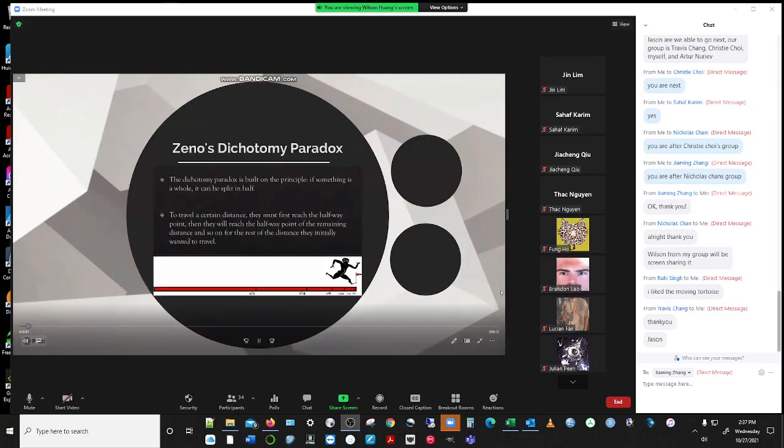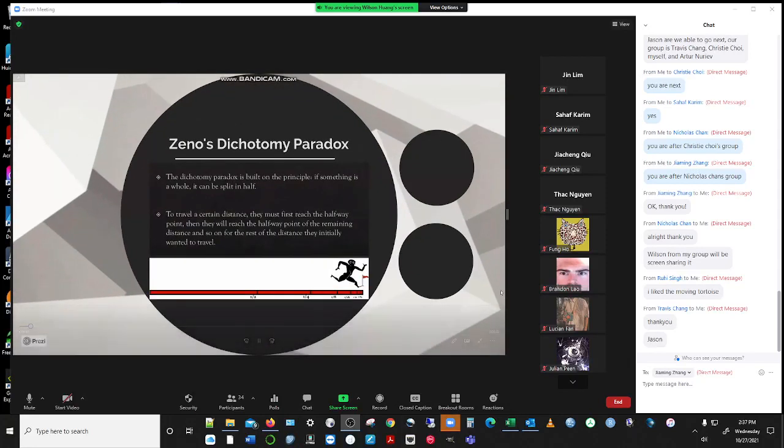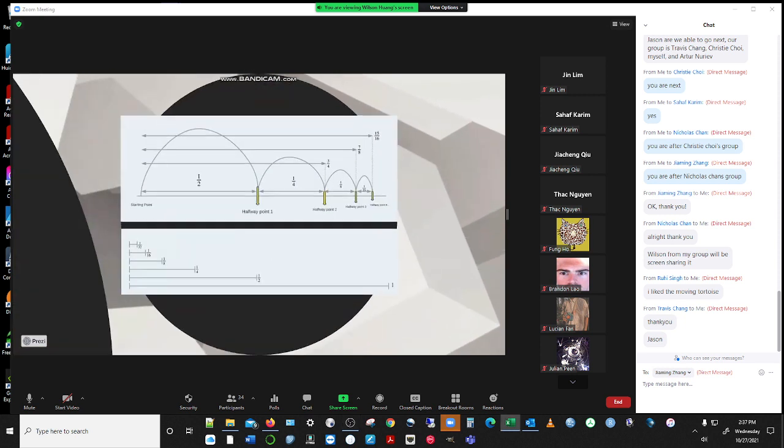Zeno's paradox refers to a group of problems outlined by the Greek philosopher Zeno, who attempted to prove that all motion was logically impossible. The dichotomy paradox is built on the principle that if something is a whole, it can be split in half. Suppose an individual wants to travel a certain distance, they must first reach the halfway point, then they will reach the halfway point of the remaining distance, and so on for the rest of the distance they initially wanted to travel.